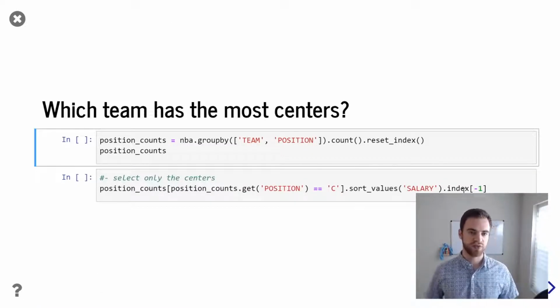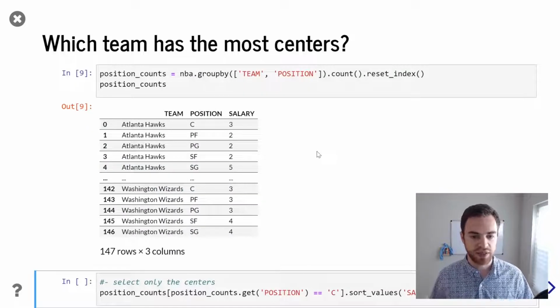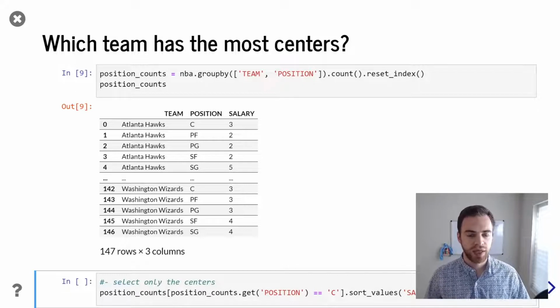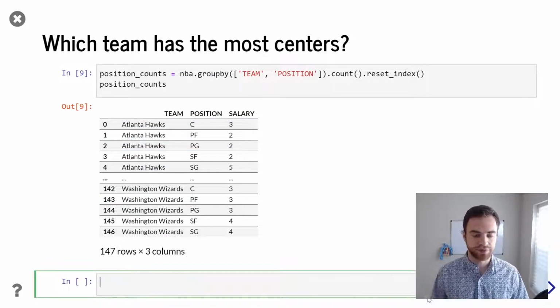All right, let's try to answer a different question. Which team has the most centers? So I can get the position counts using a group by. So I'm going to group by team and position like I did before. I'll count and reset index, just like this. Okay, so I have the same table that I had last time. Now, how do I figure out which team has the most centers? Well, what I can do here is select only the rows corresponding to centers, and then sort and find the team name. So let's write this code here.